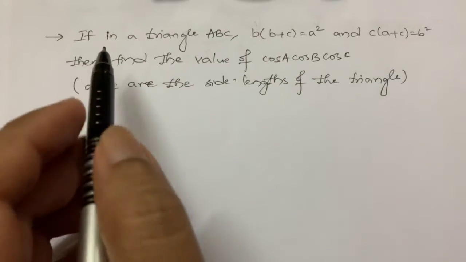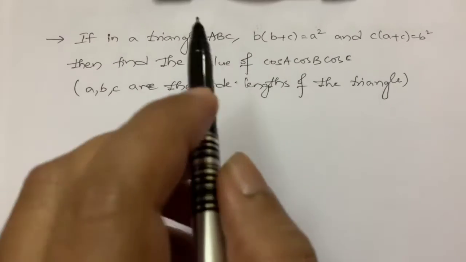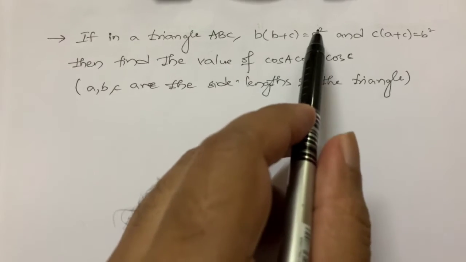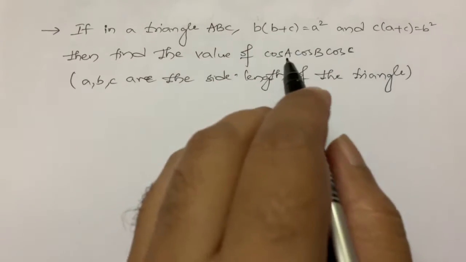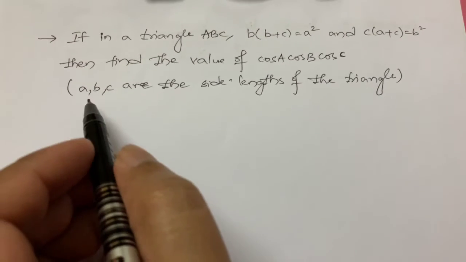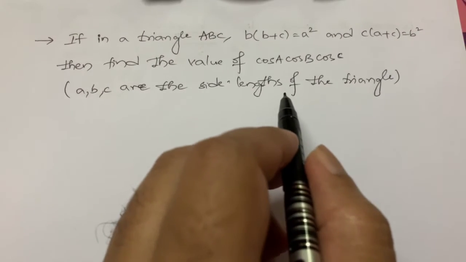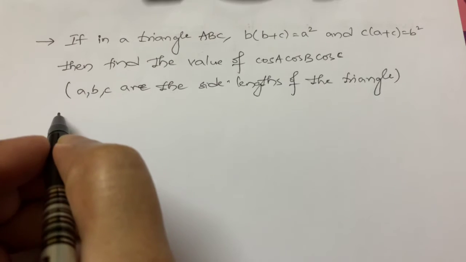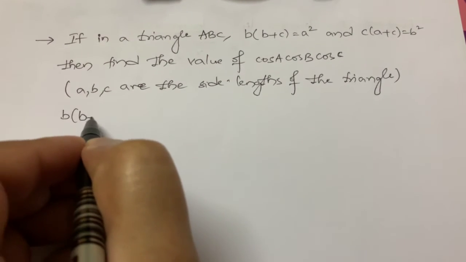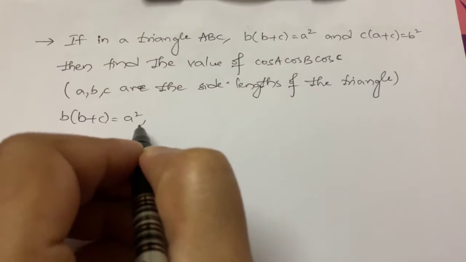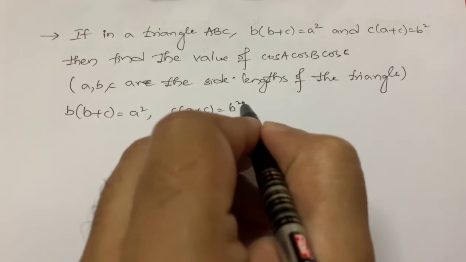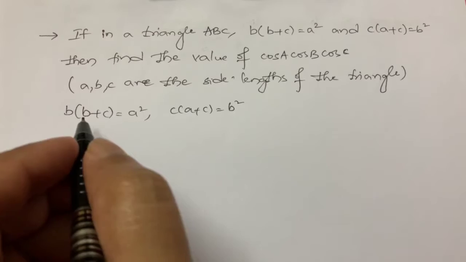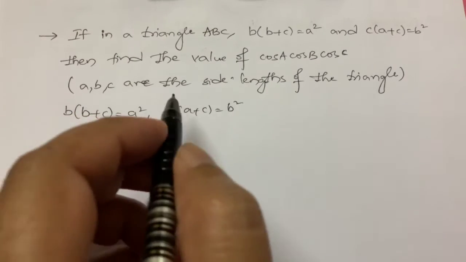Let's look at this problem. If in a triangle ABC, b(b + c) = a² and c(a + c) = b², then find the value of cos A cos B cos C. Here a, b, c are given as the side lengths of the triangle. So the given relations are b(b + c) = a², c(a + c) = b². So in order to solve this, ABC are side lengths, right?